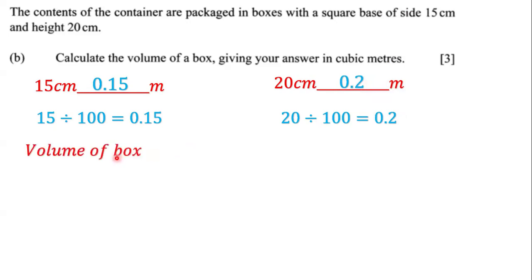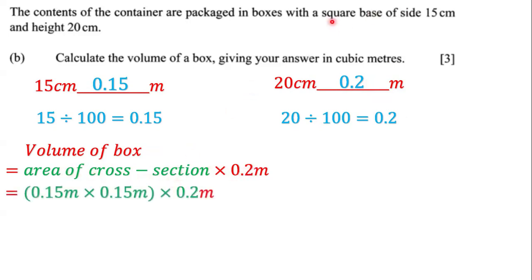Next, we have to figure out the volume of the box. Now, the volume of the box is going to be equal to the cross-sectional area multiplied by the height, which is 0.2 meters or 20 centimeters. Now, what is the area of the cross-section? Well, the cross-section is a square, right? And so that's length times width. And length times width is, in this case, 0.15 meters times 0.15 meters, because in a square, the length and the width are the same. So if one side is 0.15 meters, the next side must also be 0.15 meters.